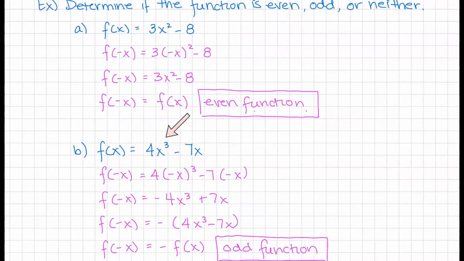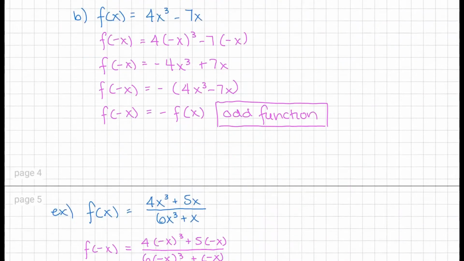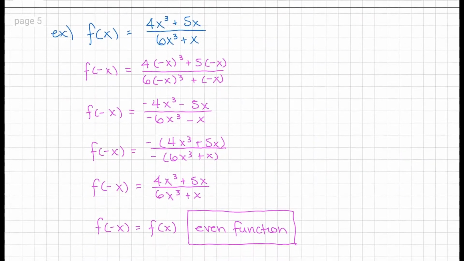But that's what both of these were. The exponents on the variables were positive whole numbers, or 0. And notice when all the exponents on the variable are even, it's an even function. When all the exponents on the variables are odd, it's an odd function. And that will always happen with polynomials, and that's where they got their name from, even and odd. But it's only with polynomials. So we have one more example that we're going to look at, and that's this one.